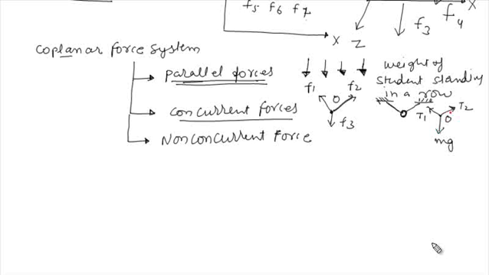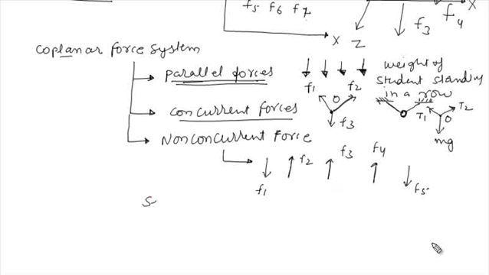Similarly, coplanar non-concurrent forces means the lines of action of all the forces will be in a single plane, but will not pass through a single point. All these forces F1, F2, F3, F4 and F5 are lying in the same plane, but their lines of action are not passing through a single point. That's why they are called coplanar non-concurrent forces.